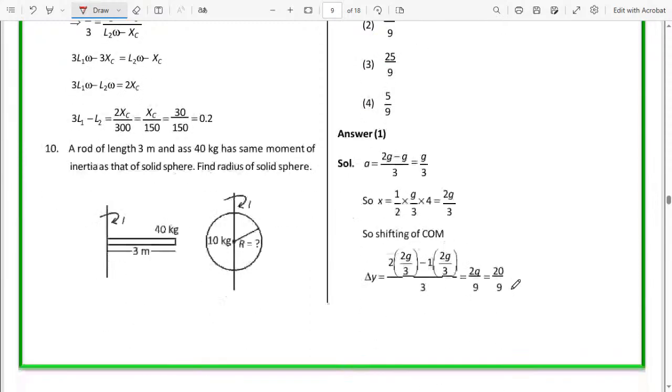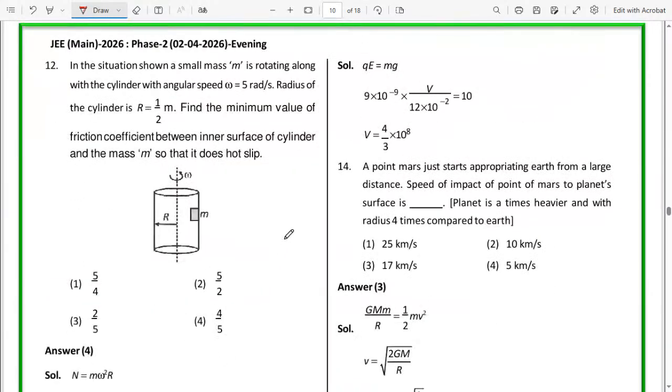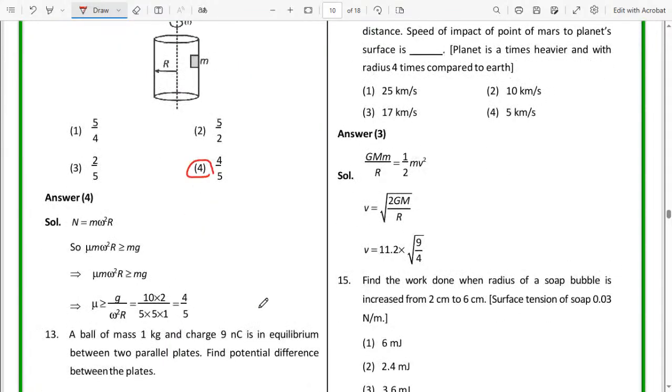Next, question number 12. In the situation shown, a small mass M is rotating along with the cylinder with angular speed equal to 5 radians per second. The radius of the cylinder is r equal to 1 by 2 meters. Find the minimum value of the friction coefficient between the inner surface of the cylinder and the mass M so that it does not slip. Option 4, that is 4 by 5. Yes, students, 4 by 5 is the correct option.